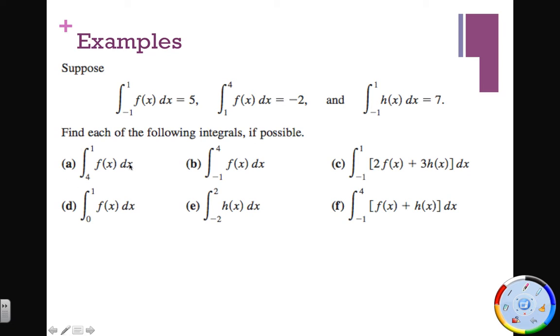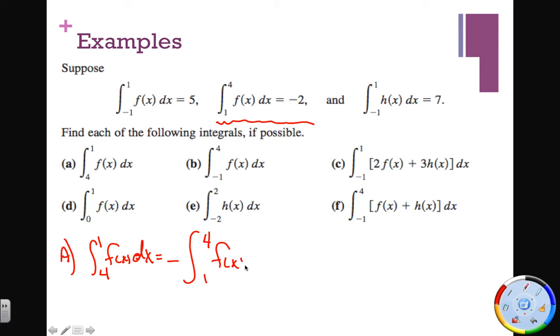Well, the first one, question A, says find the integral from 4 to 1 of f of x. Well, you look over here, and I have the integral from 1 to 4, and one of our properties says if we change the order of integration, it becomes the opposite of the original. So we have 4 to 1 of f of x, which is actually the opposite of 1 to 4, which is just the opposite of -2, which is 2. All right, so that's kind of an easy one there.